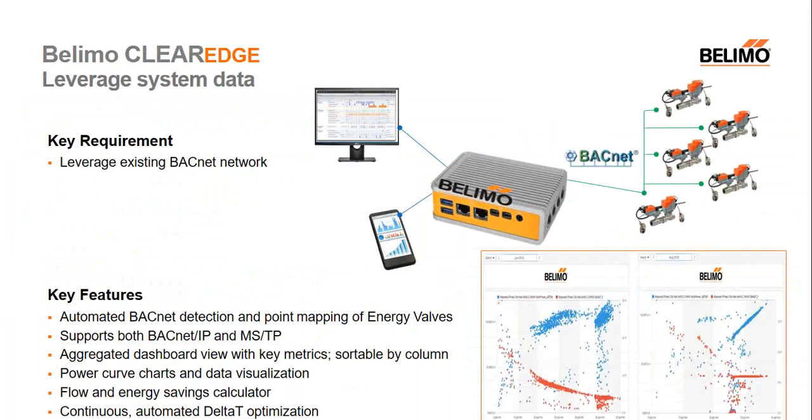This also has the ability to calculate the best delta T set point for you built right into it. So it will look at that system data and calculate a best delta T set point, again, if it is unknown or design is unachievable. And with that, we also provide a flow and energy savings calculator.